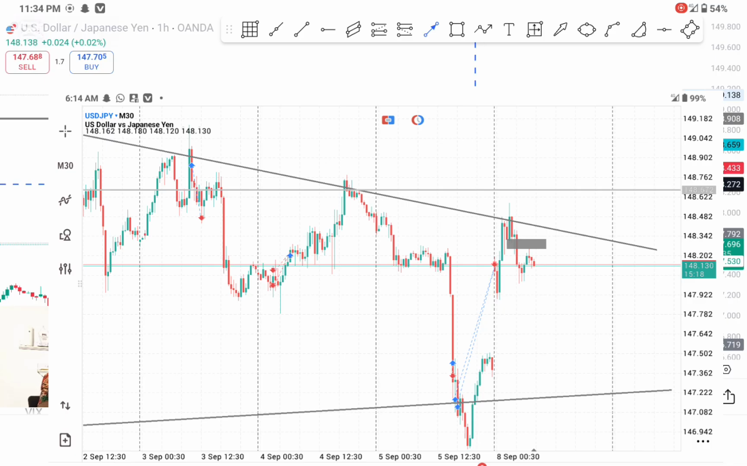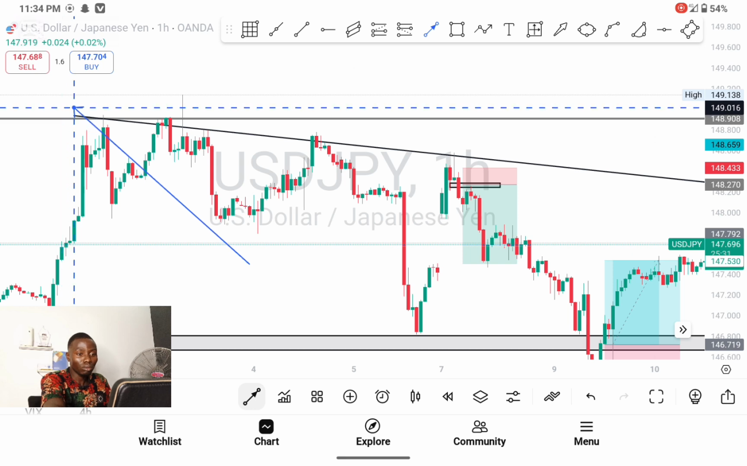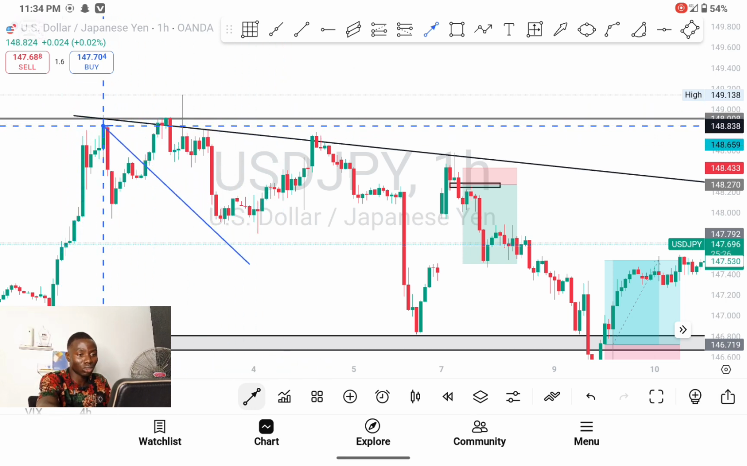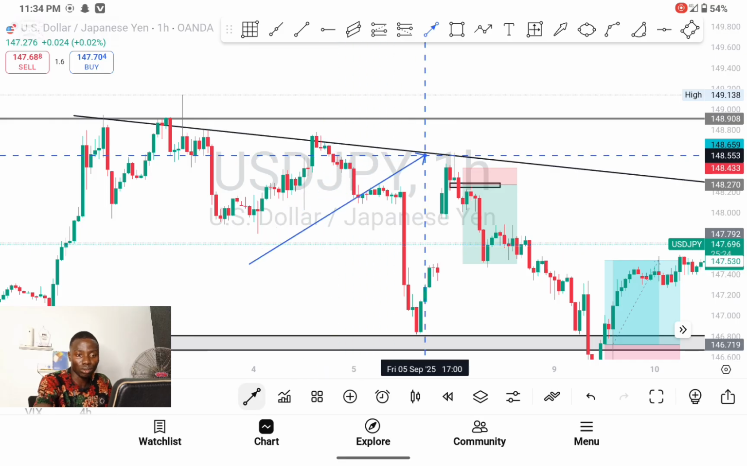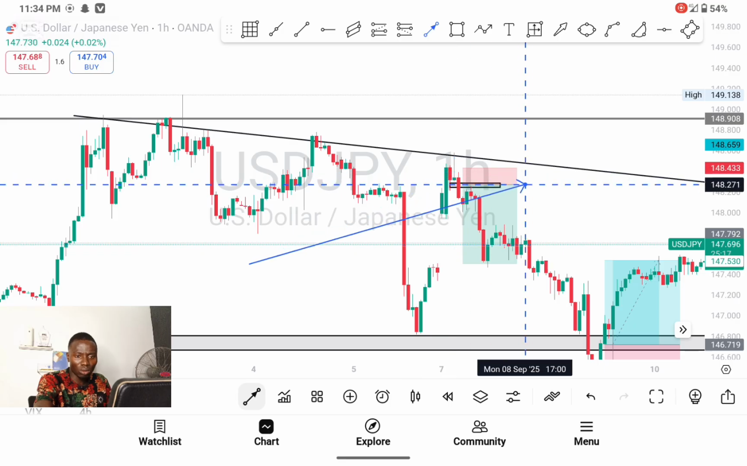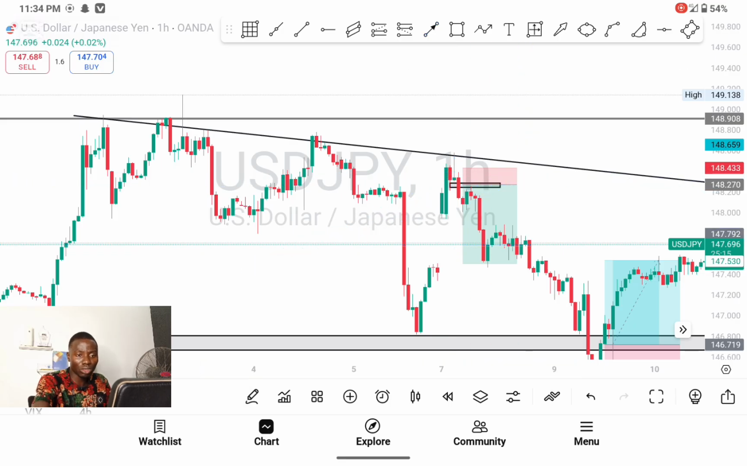So I quickly run some things. I draw this trend line resistance. This is first touch, second touch, this is third, and this is fourth. The fourth one is a gap. So I will start looking for an opportunity to enter because the market is already trending down.